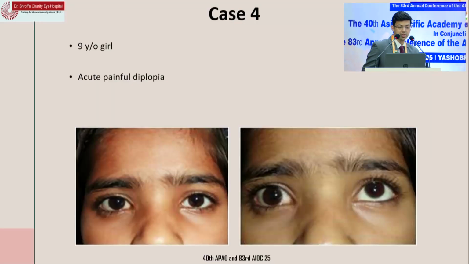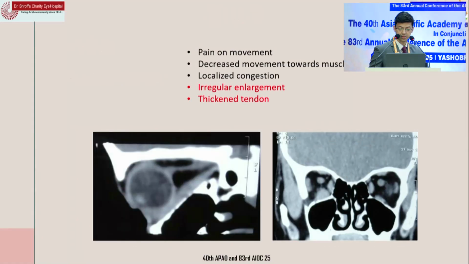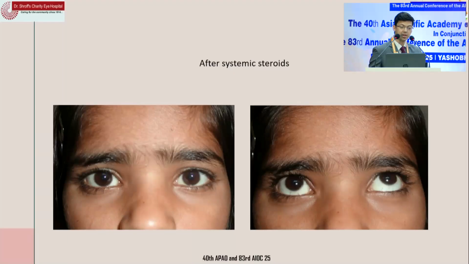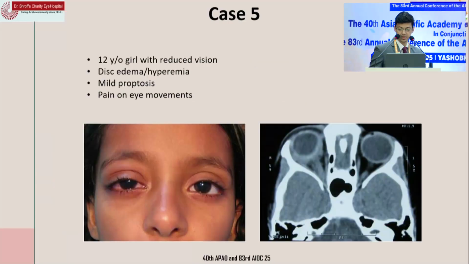This is another interesting case of a 9-year-old girl who had acute painful diplopia. And if you see, her elevation is restricted in the right eye, but there are no signs of inflammation here. On imaging, there was a diffuse enlargement of the inferior rectus, which can be seen. It was irregular and the tendon was also thickened. This patient again received systemic steroids and you can see the diplopia improved and the elevation has also improved here.